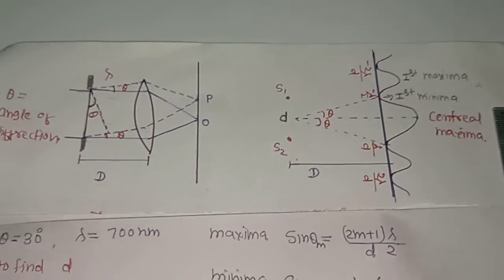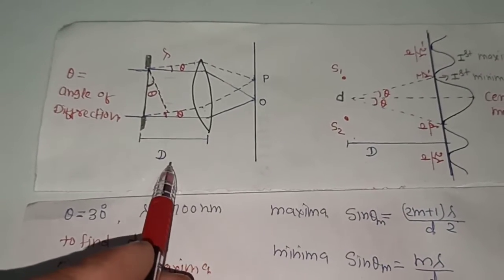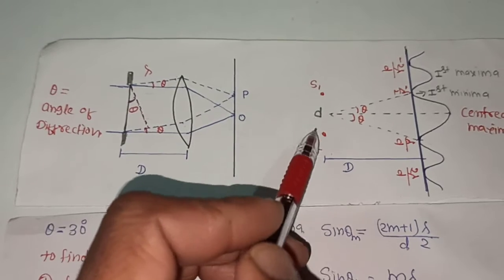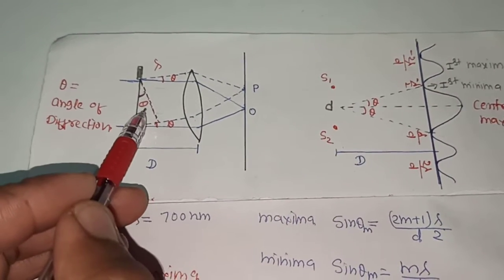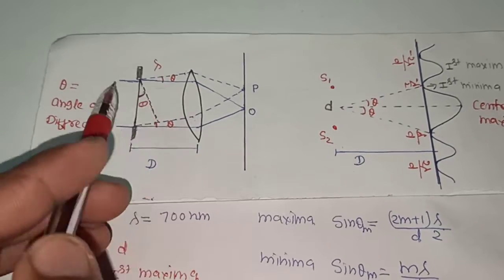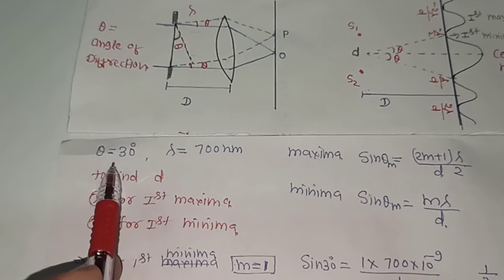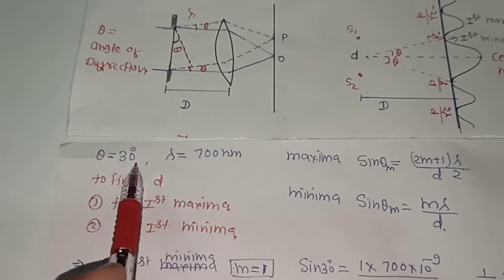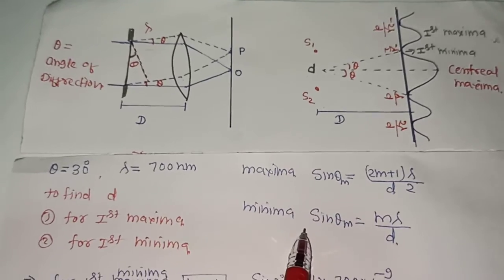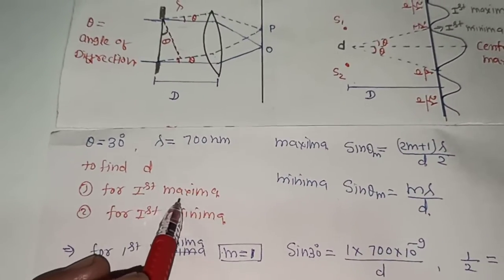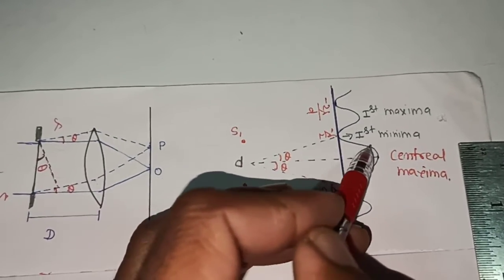And now this time we have to calculate. We have been given the small distance d, we have been given the wavelength lambda, and we have been given the diffraction angle. So देखिए already all the data is here. Diffraction angle is also given, wavelength is also given. We have to find the maxima and minima, and we have to find the first maxima and first minima. So please go through the pattern.